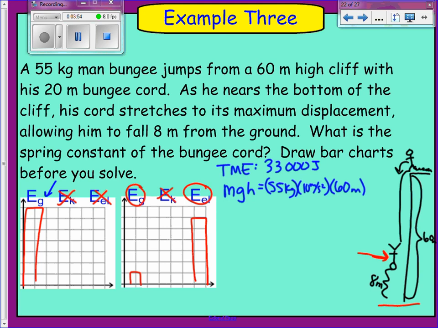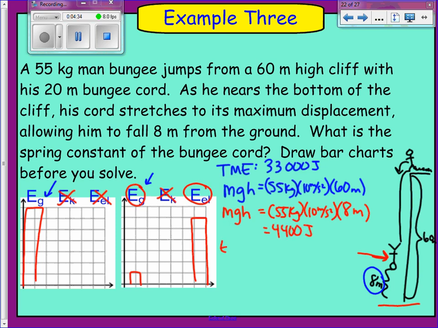Now, in situation number 2, that energy needs to be split between EG and E elastic. I can solve for EG because I'm told that he is 8 meters above the ground at that point. So mgh, I'm going to do this one in red. mgh for when he's at the very maximum stretch is going to be his mass of 55 kilograms times acceleration of gravity, 10 meters per second squared, and then times 8 meters. When I multiply all three of those together, I end up getting that the EG at this point is 4,400 joules.